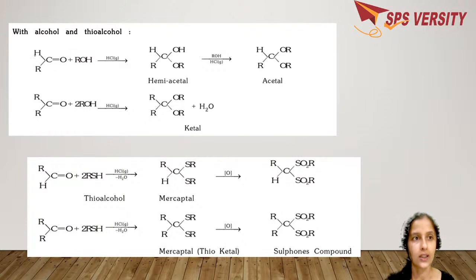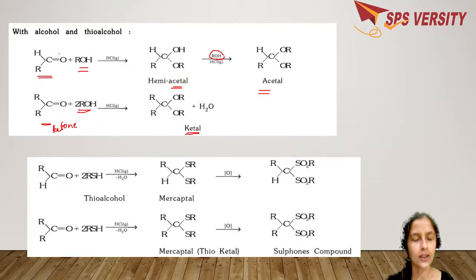So if you treat the aldehyde, that's RCHO, and the ketone with alcohols, what happens during the reaction is first you get hemiacetal, which then gets converted to acetal with one more molecule of alcohol reacting with the hemiacetal. Whereas if you take the ketone, it reacts with two molecules of alcohol, resulting in the formation of ketal. So how does this reaction proceed?